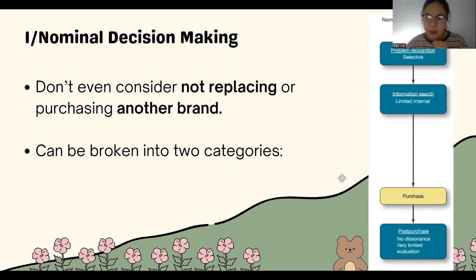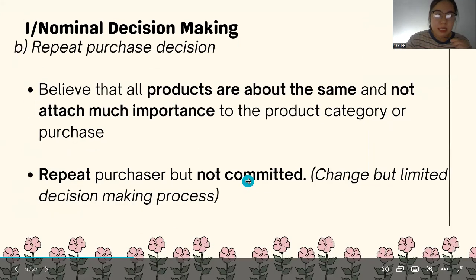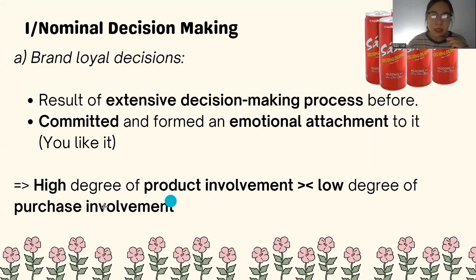The evaluation process usually doesn't happen until the product can no longer meet their expectation. People don't even consider not replacing it or purchasing another brand, and this can be broken into two categories. The first category is brand loyal decision.